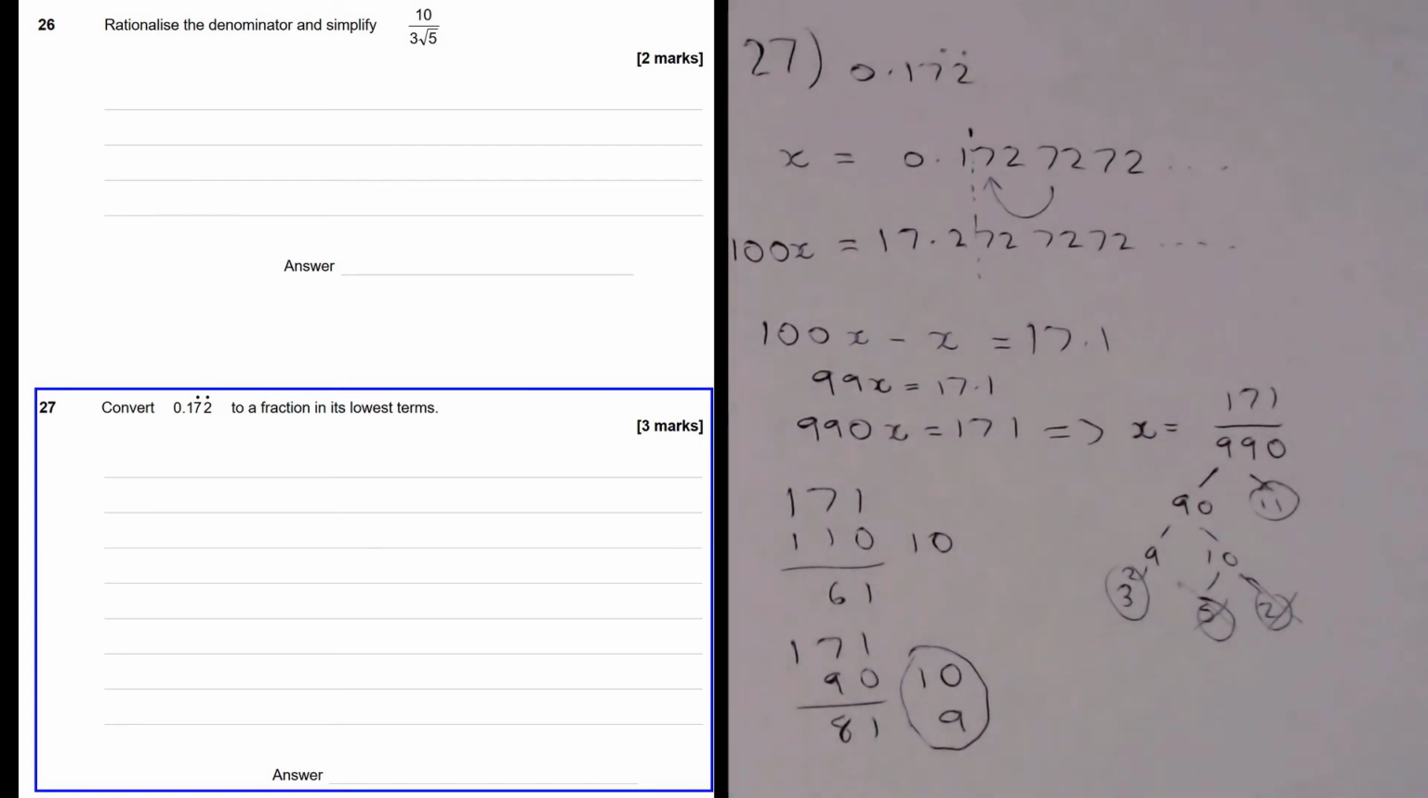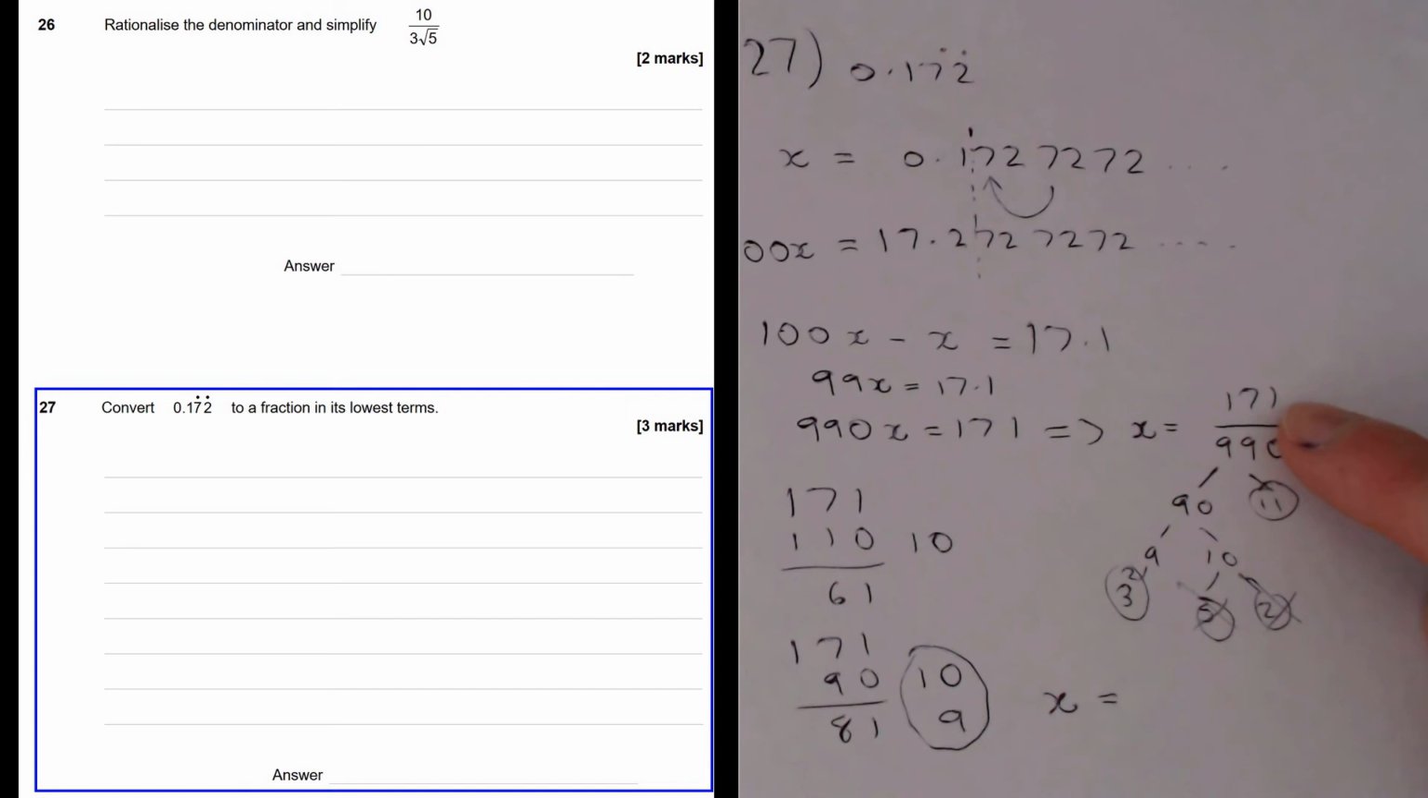So this tells us that 9 goes into 171 19 times, so we can cancel this fraction down further. We're going to divide the top and bottom by 9, and we now know that 171 divided by 9 gives us 19, and if we divide the bottom by 9, then we're going to be left with 110. So this is our answer, and this and only this answer will get us that third and final mark.